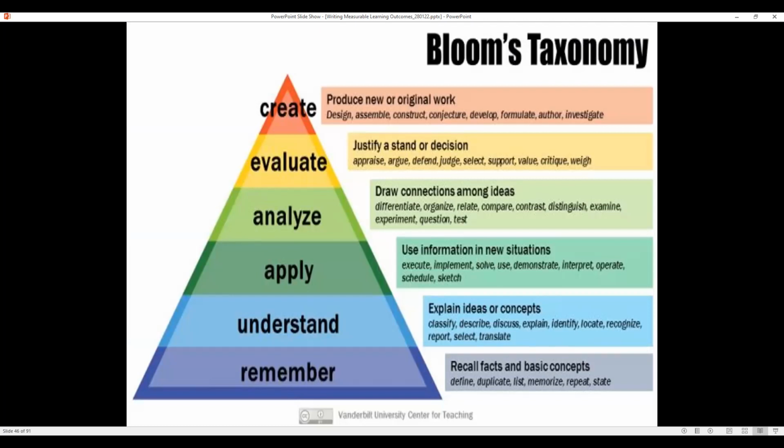Okay, where we have the bottom one and the upper one? We usually cut this into half. The bottom one, we call it the lower level, lower order thinking skills, and the higher ones are the higher order thinking skills, HOTS.